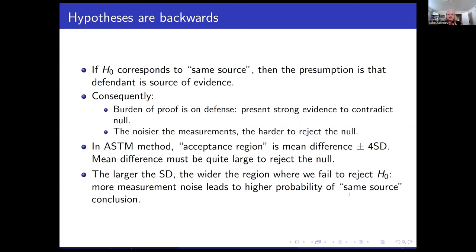That's the number one issue. The number two issue is that the worse the data you have, the noisier the measurements, the harder it is to reject the null hypothesis. So with terrible data, the less you know about the evidence you're working with, the noisier your measurements, the more you tend to blame the defendant. In the ASTM method, for example, the acceptance region, the region where you fail to reject the null hypothesis, is the estimated mean difference plus or minus 4 standard deviations. So the larger the standard deviation, the larger the acceptance region, and therefore the harder it is to reject the null hypothesis. And so the more noise in the data, the higher the probability that you will tend to incriminate the defendant. That's sort of backwards.